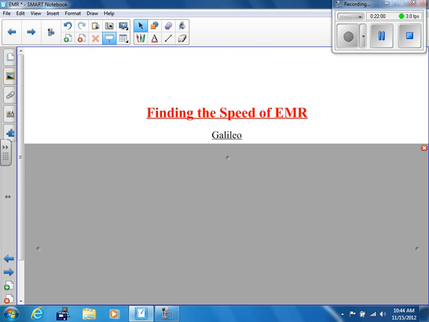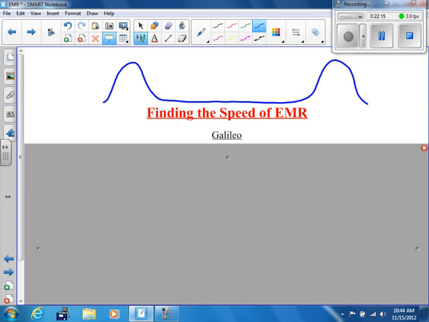Galileo thought, hey, I'm a smart guy. I can find the speed of light. I got this great idea. Galileo said to his assistant, you stand over on that hill over there. We'll call it Hill B. I'm going to stand over here on this hill A. They're quite a distance apart, 1 or 2 kilometers apart. I'm going to stand there with a lamp.